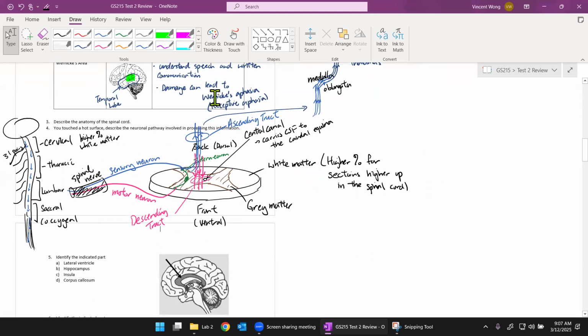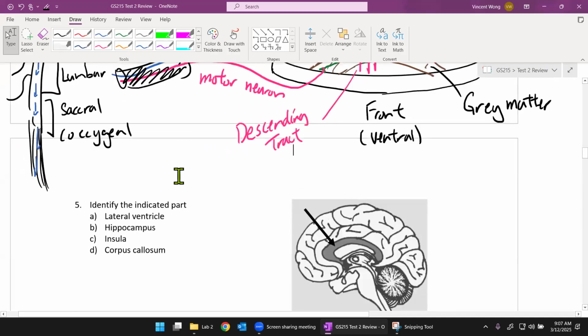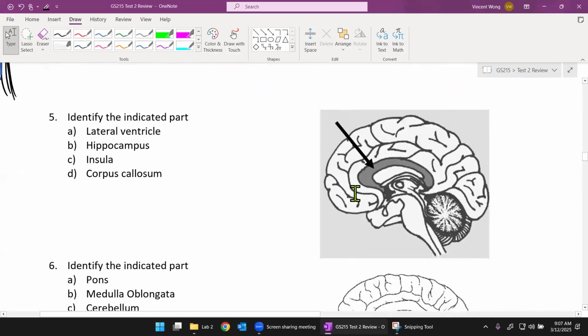After you touch, the information goes up to the brain for higher level processing, but at the same time you would have the reflex going on at the spinal cord level. All right, moving on.